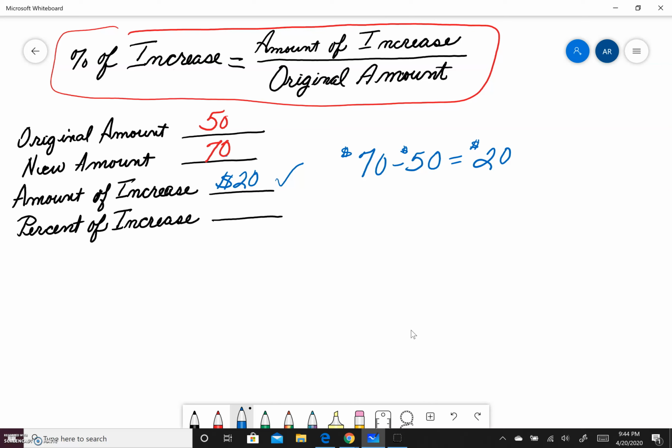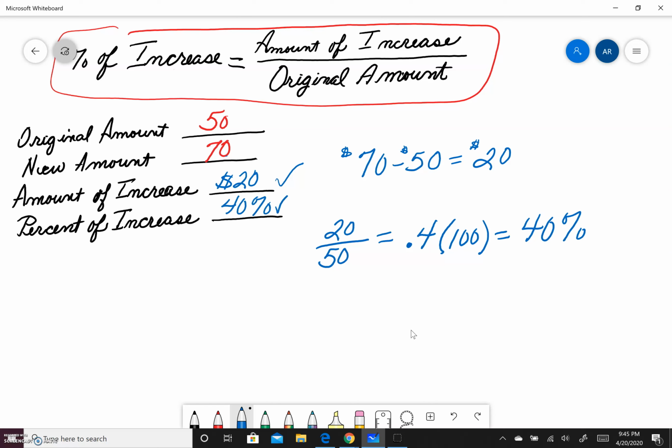But now that we have that value, we can go ahead and plug that into our equation so we can come up with the percentage of increase. So the equation states that if we take this amount of increase, which is 20, and we divide it by our original amount, which is 50, that will give us our percentage of increase. Now, when I plug that into the calculator, you should have an answer of 0.4. But that's in decimal form. So I'm going to multiply it by 100 so I can get a percent, and that is 40%. So when you plug in 0.4 times 100, you should end up with a value of 40. So that is 40%.